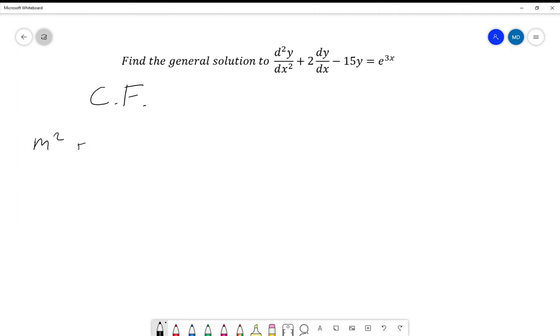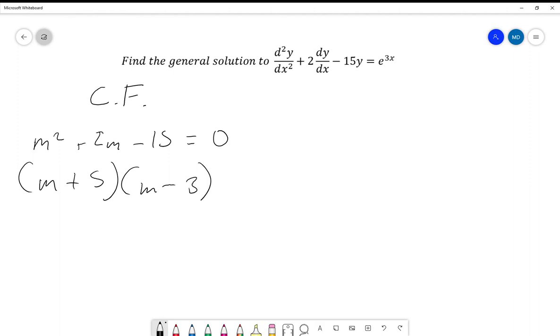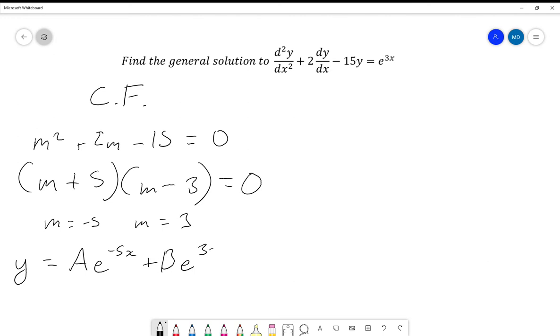m squared plus 2m minus 15 equals 0. Now this factorizes nicely to m plus 5, m minus 3 equal to 0. And that gives us m equals minus 5 and m equals 3. And so we get our complementary function of y equals A e to the minus 5x plus B e to the 3x.